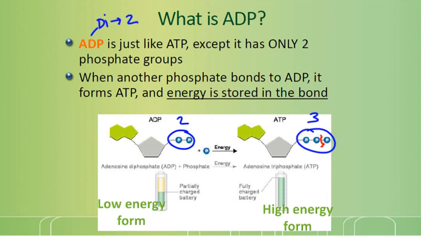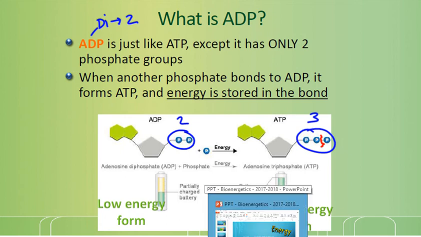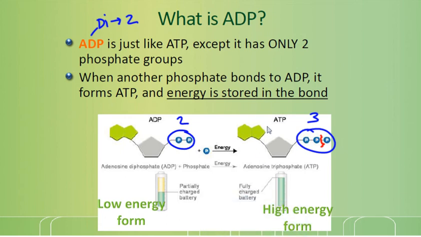Breaking that bond releases a lot more energy. I don't want to use the word create because energy is not created. It releases a lot more energy than simply processing ADP. So ATP, 3 phosphates, ADP, 2 phosphates. The higher energy form is having 3. You're getting more bang for your buck by processing ATP.